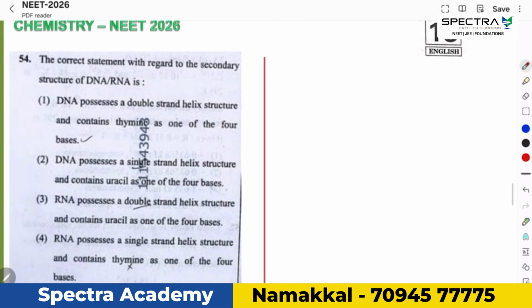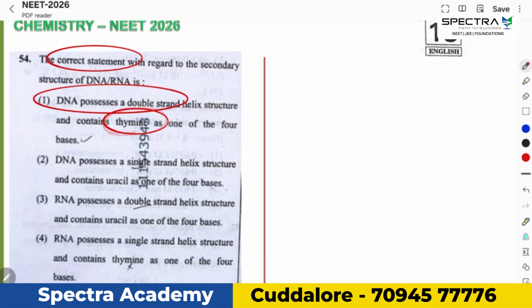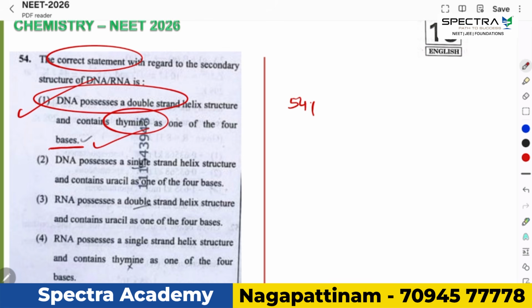Question number 54, the correct statement regarding DNA. DNA is a double helix structure. It contains thymine as one of the nitrogenous bases. So option 1 is correct for 54.